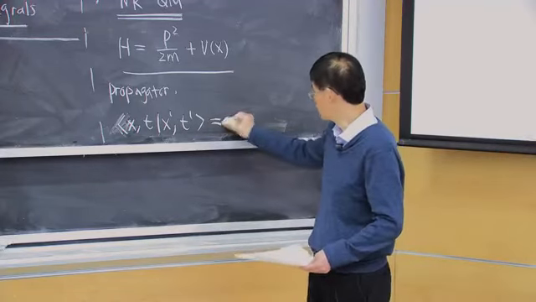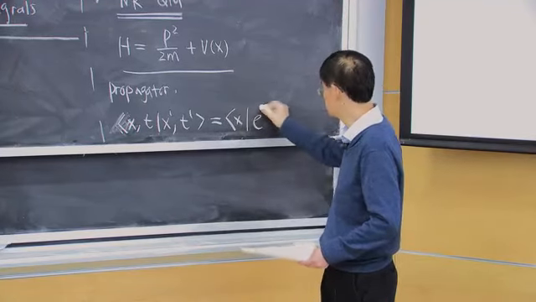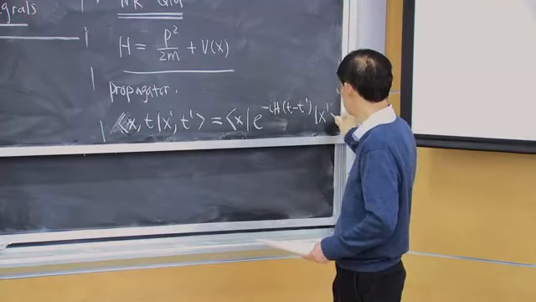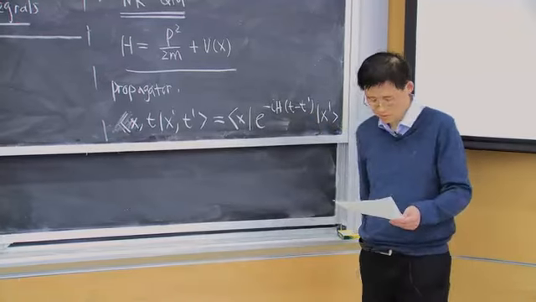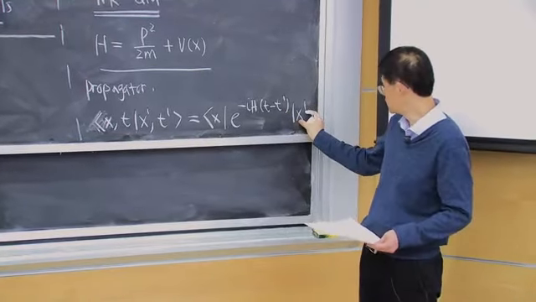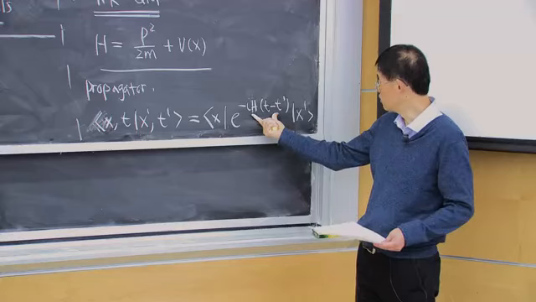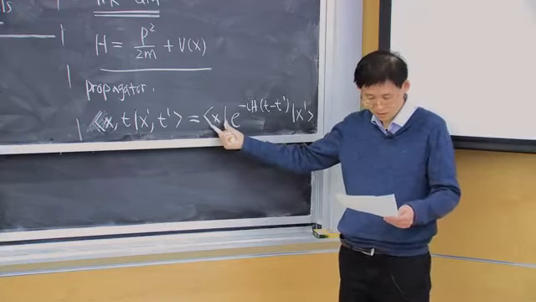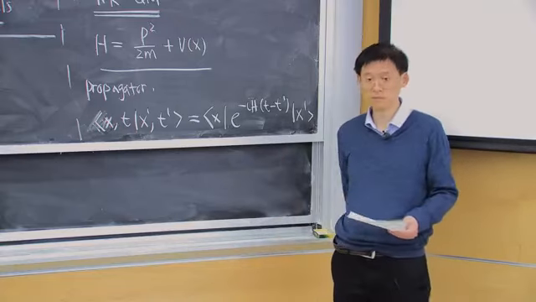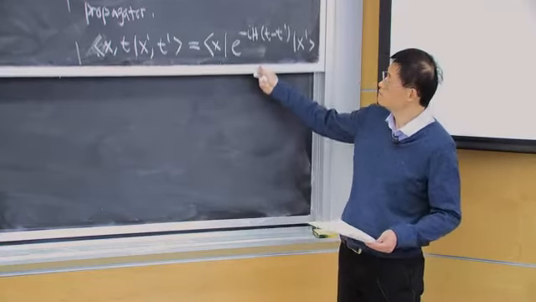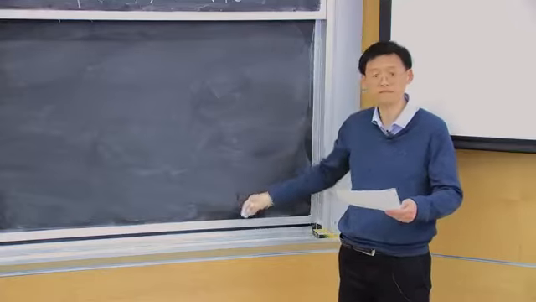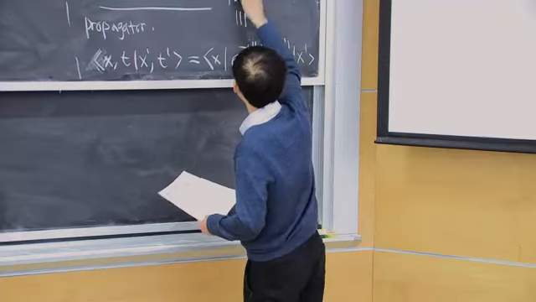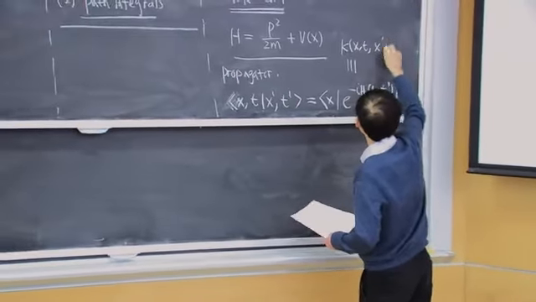And this can also be written in terms of the Schrodinger picture as this. You start with the position eigenstate at x prime, then you evolve for t minus t prime, and then you ask for the overlap with x. Any questions on this? So let me call this object K. This is K(x, t; x prime, t prime).